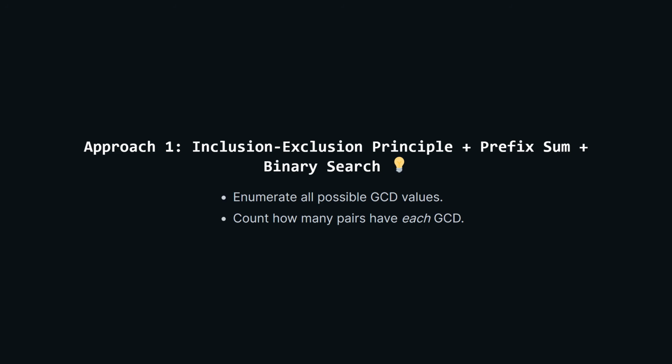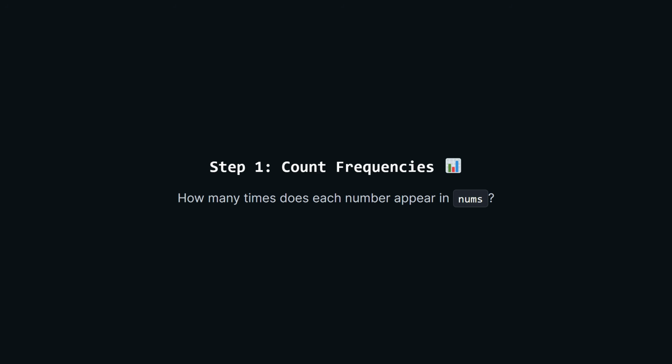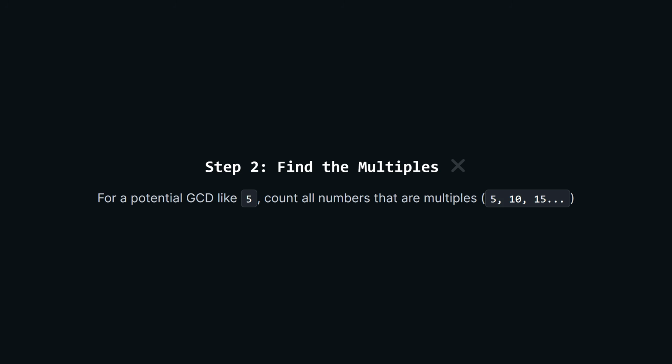Instead of looking at every pair, we will look at every possible greatest common divisor, from 1 up to 50,000, and count how many pairs result in that specific number. Step 1 is simple. We just count how many times every single number appears in our starting list, and save those counts. Step 2.